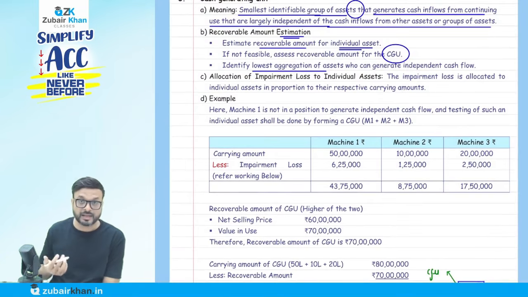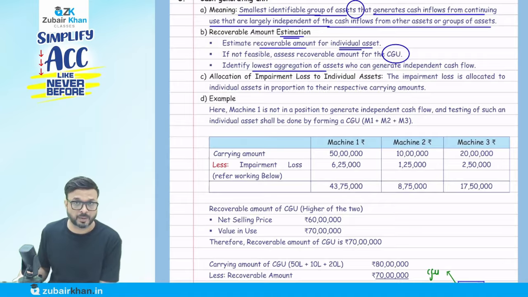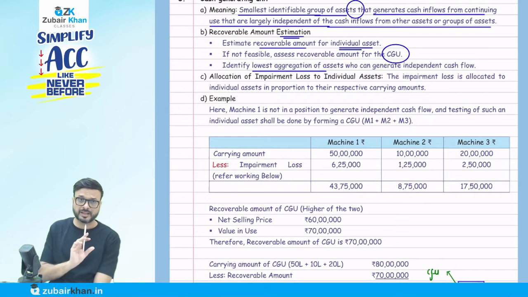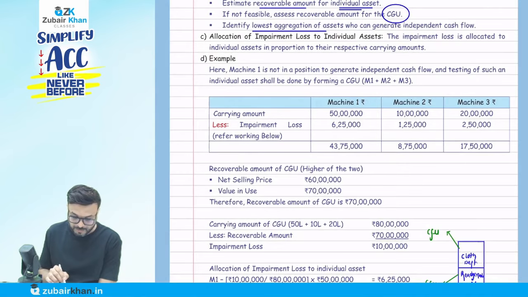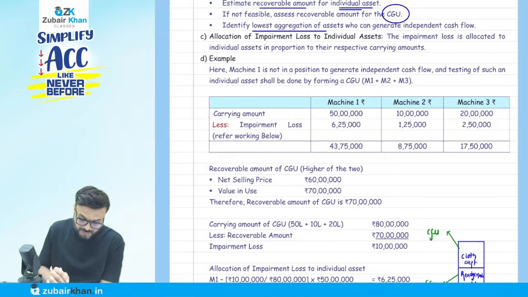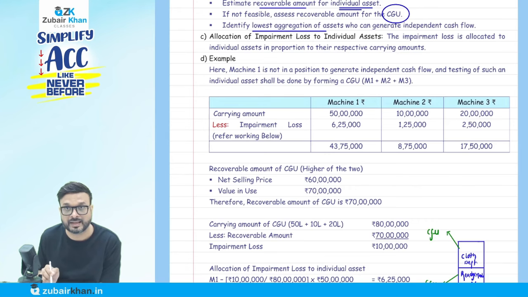Now how do we allocate the impairment loss? That is the problem we have. The reason is that here the impairment loss is not for a particular asset, it's for a group of assets. So let's take an example. Suppose I have three machines, machine 1, machine 2 and machine 3, with carrying amounts of 50 lakh, 10 lakh and 20 lakh.